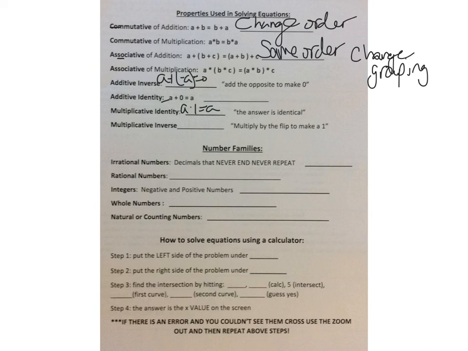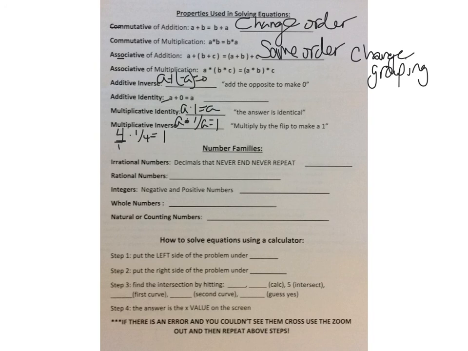Multiplicative inverse. A times 1 over A equals 1. Let me give you another example of that. 4 times 1/4 equals 1. Notice all I did was flip that fraction upside down, because 4 is really 4 over 1. So I just flipped that upside down.